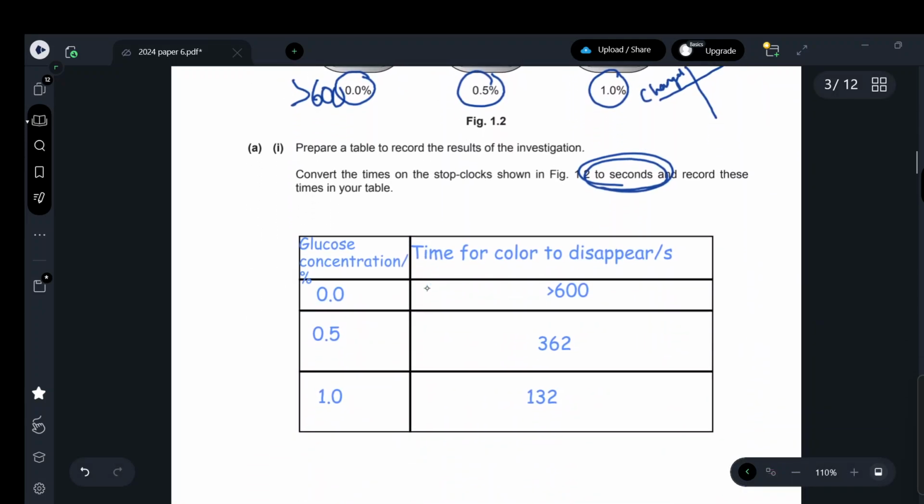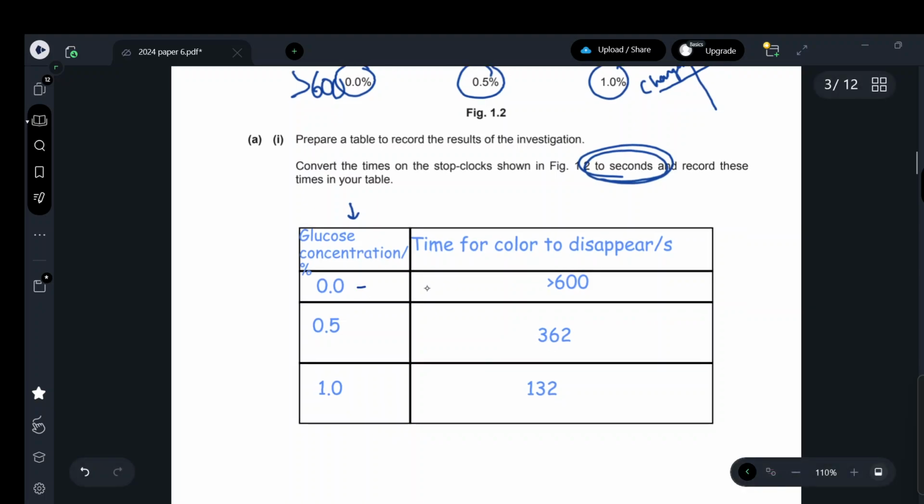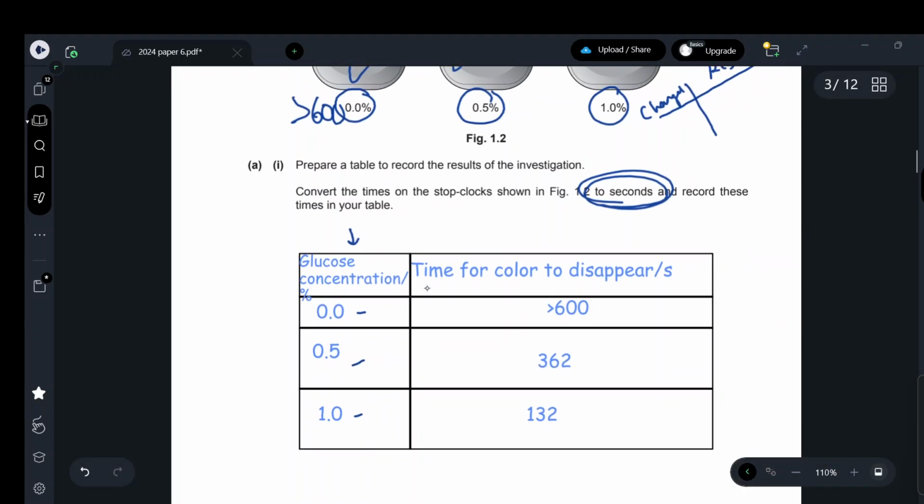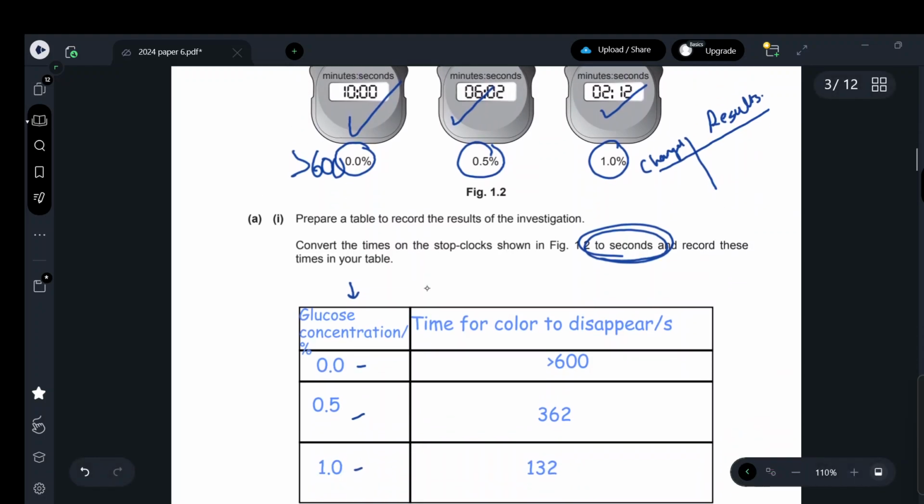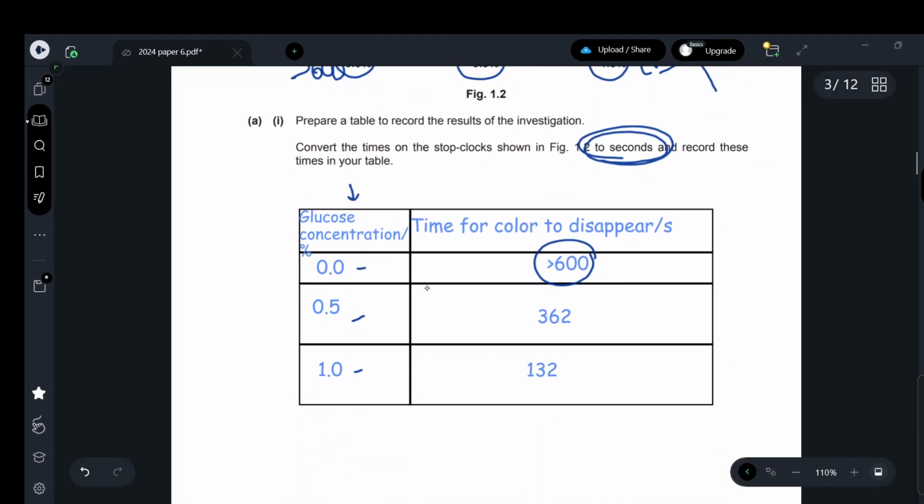So this is how I should do the table. Glucose concentration, percentage. These are my concentrations. Time for the blue color to disappear. The first one took more than 10 minutes, so I wrote it more than 600. Here I converted it to seconds, 362 and 132. This is my table.